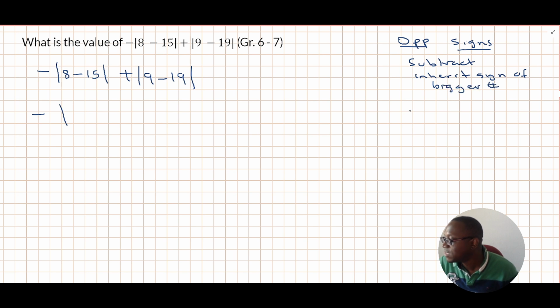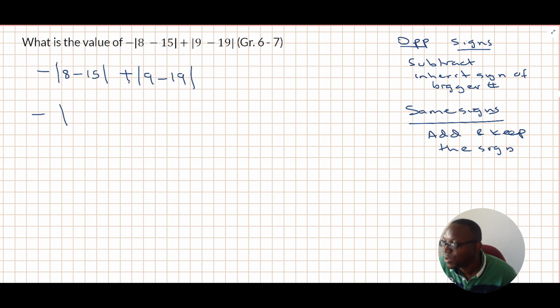And then if I have same signs, I just add and keep the sign. So I'll show you how to use that with this example here. 8 minus 15. So there's a positive right here. If you don't have a negative sign, you can assume that it's a positive number.